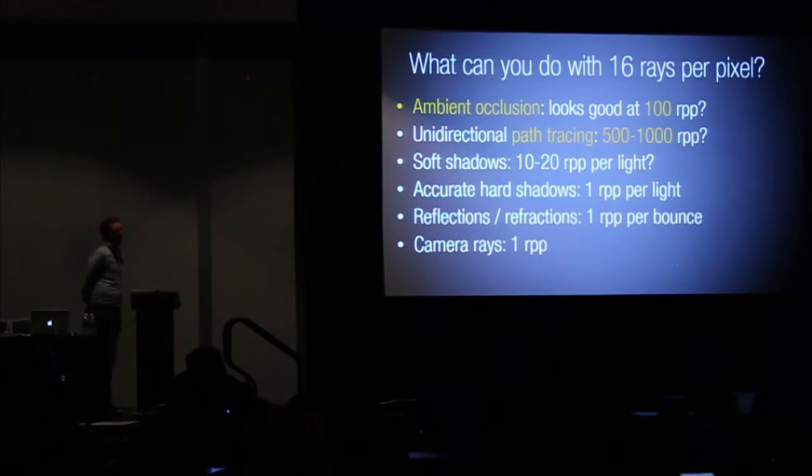Accurate hard shadows can be traced with 1 ray per pixel per light. Practical application. Hard reflections and refractions can be traced with 1 ray per bounce. So again, practical application. And obviously primary rays, camera rays, can be traced with 1 ray.